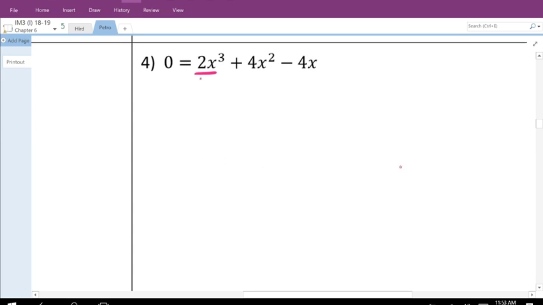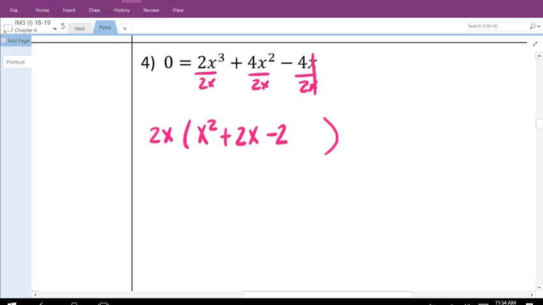So I'm going to divide each one by 2x because that's my GCF. And if you don't want to write the 2x on the bottom there, you don't have to. Now let's divide all of them out. 2 divided by 2 is 1. X cubed divided by x is x squared. 4 divided by 2 is 2. X squared divided by x is just x. And then minus 2 because that goes away. It still all equals 0.